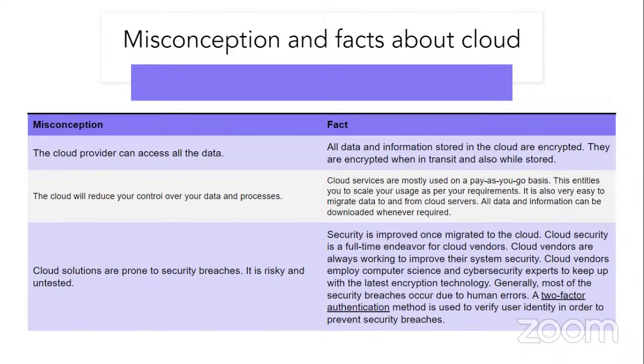Cloud solutions are prone to security breaches. It is risky and untested. In fact, security is improved once migrated to the cloud. Cloud security is a full-time endeavor for cloud vendors. Cloud vendors are always working to improve their system security. Even though you have your information in the cloud, you still have to improve your security because it can be hacked. So when keeping information in the cloud, you have to update your security system. Next slide, please.